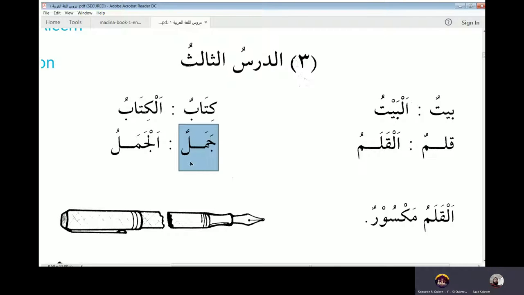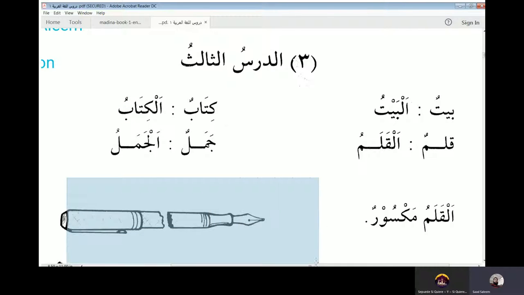Good, and remember that when there is alif lam at the start we cannot use tanween at the end. Okay, next.